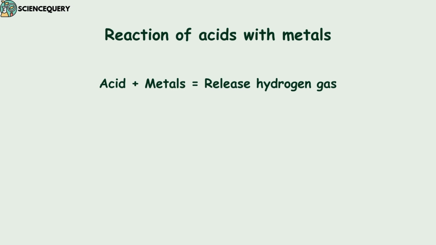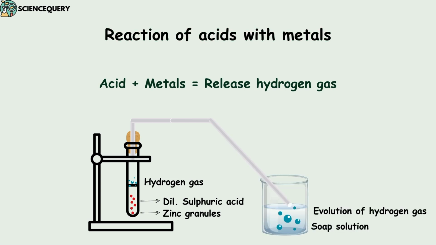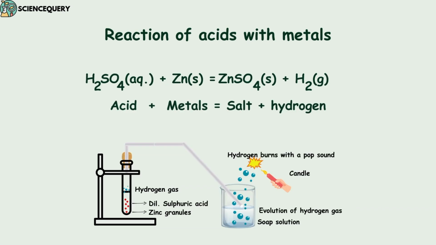First is the reaction of acid with metals. Acids like sulfuric acid, when reacting with metals like zinc granule, release hydrogen gas. When this hydrogen gas is passed through the soap solution, hydrogen bubbles will form, and these hydrogen bubbles burn with a pop sound when they come in contact with fire. Hence, the chemical equation for this reaction is H2SO4 in aqueous form when reacts with zinc in solid form forms zinc sulfate ZnSO4 and H2 gas.